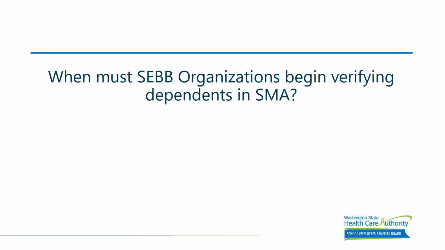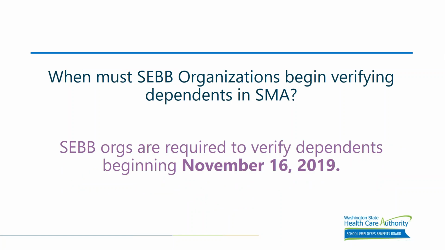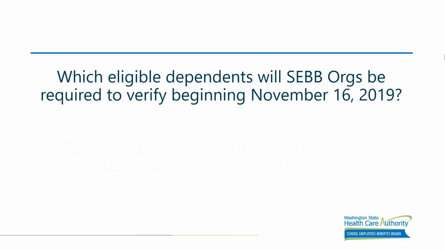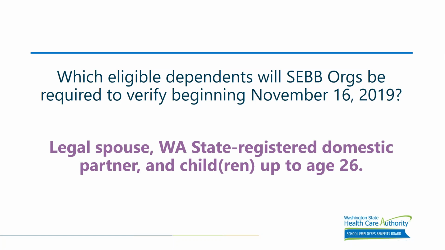When must SEBB organizations begin verifying dependents in SEBB My account? Well, SEBB organizations are required to begin verifying dependents starting November 16th of 2019, so the day after first annual open enrollment. And just a reminder here, which eligible dependents will SEBB organizations be required to verify starting November 16th? That's a legal spouse, Washington State registered domestic partners, and children up to the age of 26.